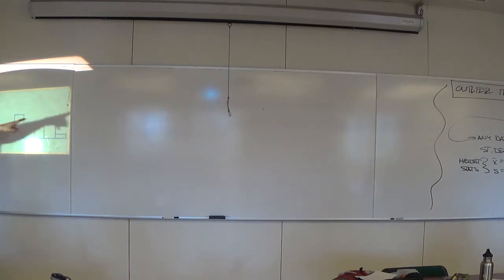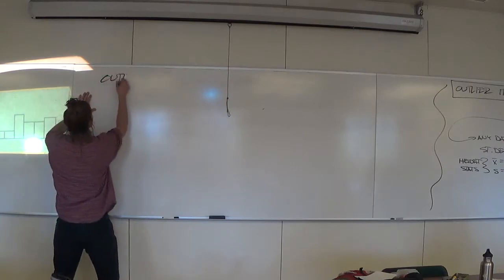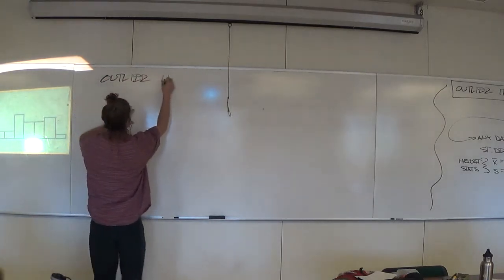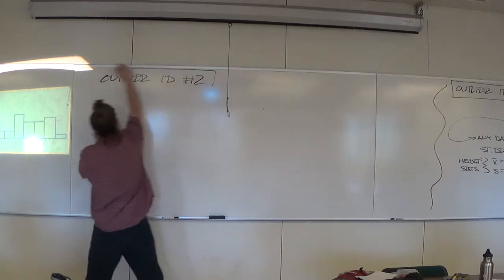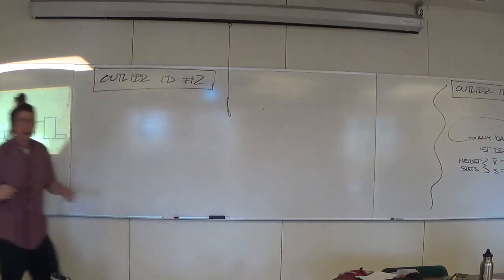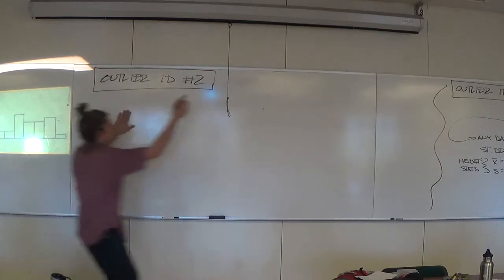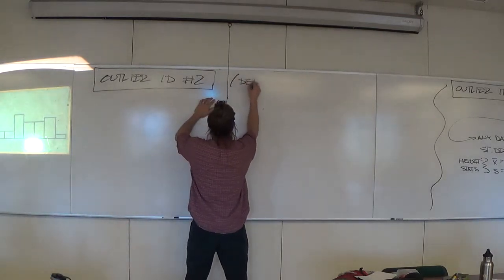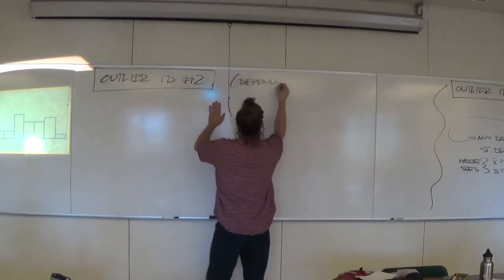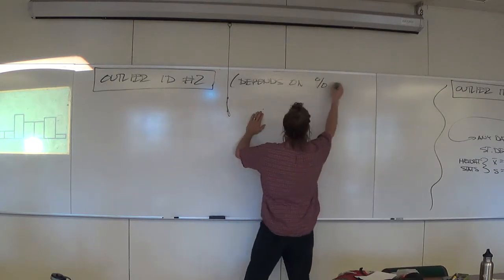Beautiful. Now, outlier ID number 2. All right. This one depends not on an average and a standard deviation, but instead on percentile rank. Okay? I'm going to put that just in parentheses up here. This depends on percentile rank.